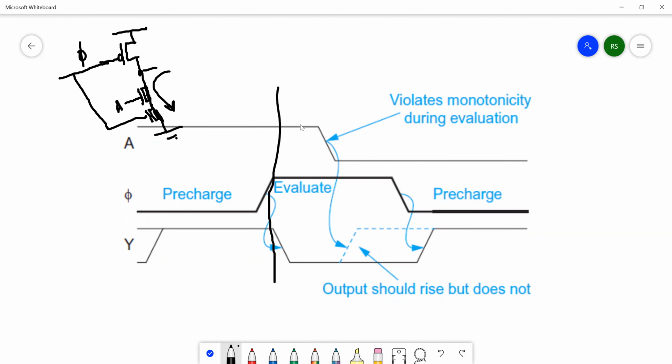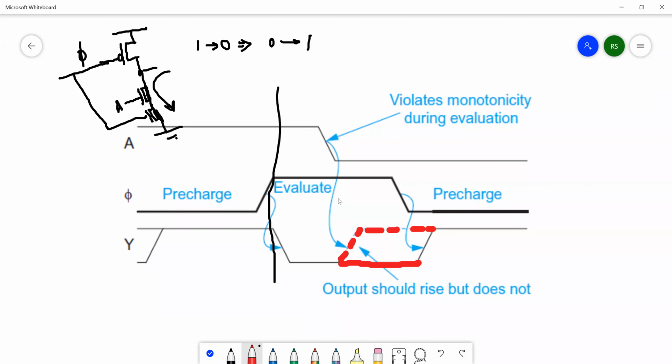Then what happens in between? Suddenly A makes a transition from 1 to 0. So this is an inverter and A goes from 1 to 0. Output has to go from 0 to 1, right? This is what the inverter is. But you see here, output continues to stay at 0. Output cannot rise. The dotted line that you see is the correct value of the output. But that can never happen.